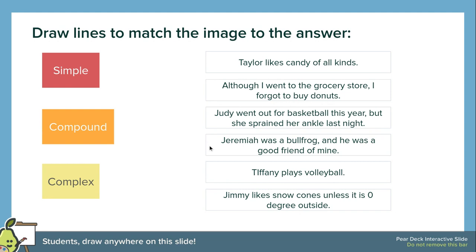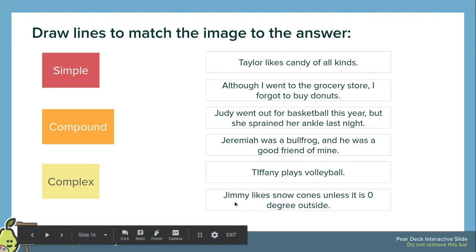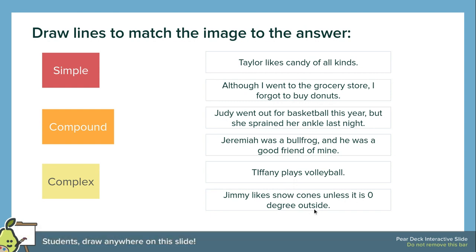Next one, Jeremiah was a bullfrog and he was a good friend of mine. Jeremiah is our subject, was a bullfrog is our predicate, he is our subject and was a good friend of mine. We have a coordinating conjunction and it is therefore a compound sentence. Next example, we have Tiffany plays volleyball. We have a subject and a predicate. That one is simple. And the next one, Jimmy likes snow cones unless it is 0 degrees outside. Well, Jimmy likes snow cones is an independent clause. Unless it is 0 degrees outside is a dependent clause, and it is therefore a complex sentence.